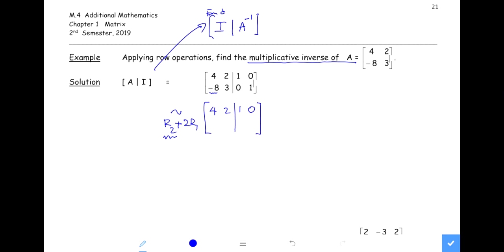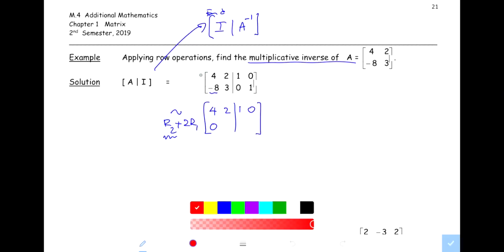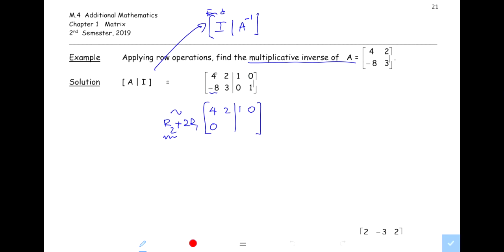Okay, go down here. 2 times R1, 2 times 4 will be 8, and 8 plus this -8 will be 0. Okay, and here R2 plus, maybe I can just do it like this. I don't want to make a mistake, so let's see. This one is the original and we don't use it, so I want to have 2 times R1. I'm gonna write 2 times R1 there: 2 times R1 would be 8, and here is 4, this is 2, and this is 0.